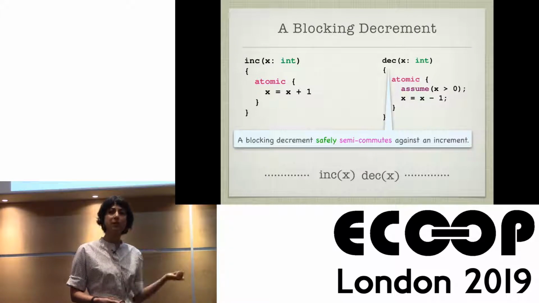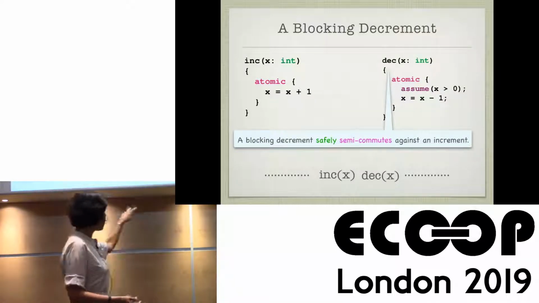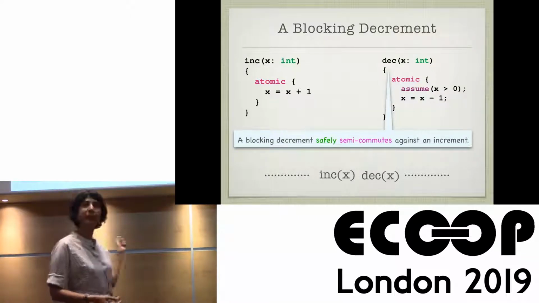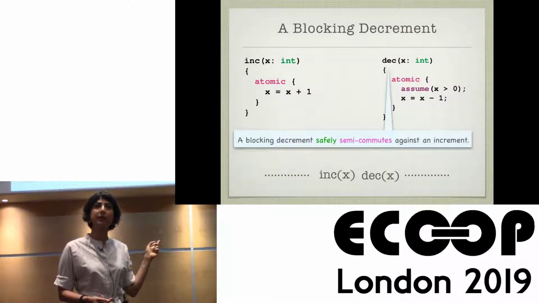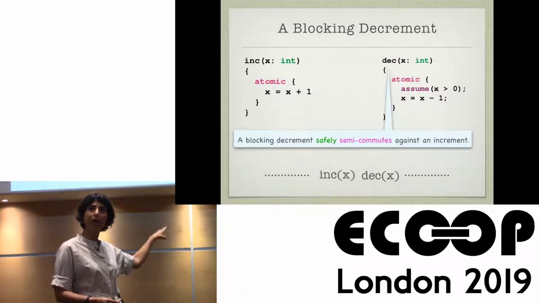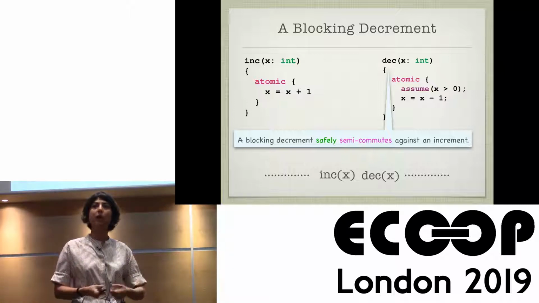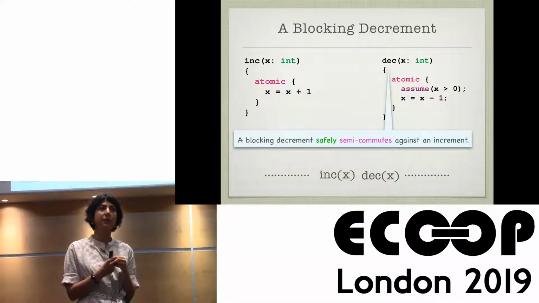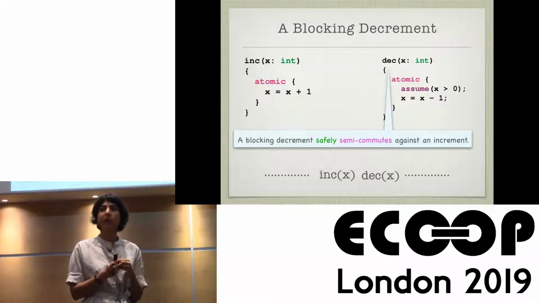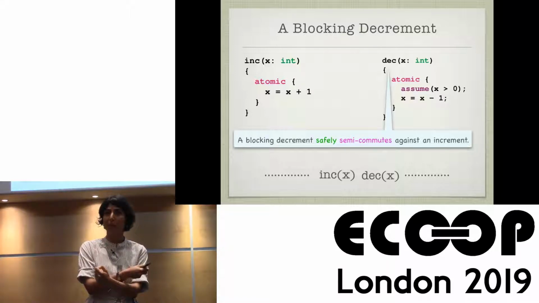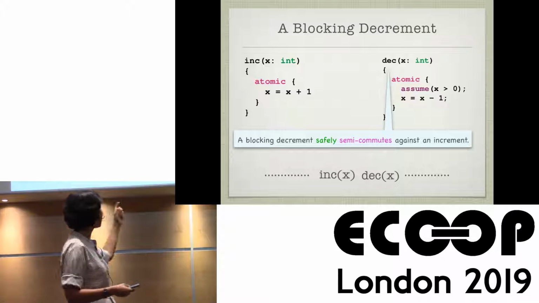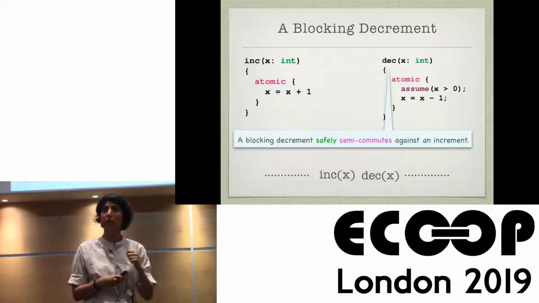But the converse is not true. If I had this and I were to swap the decrement to before the increment, the decrement might actually be non-blocking here, but if I swap it to before the increment, it might block. So I may actually shrink the set of reachable states as a result of this. So I have only this semi-commutativity property: the decrement moves to the right of the increment, but not vice versa.